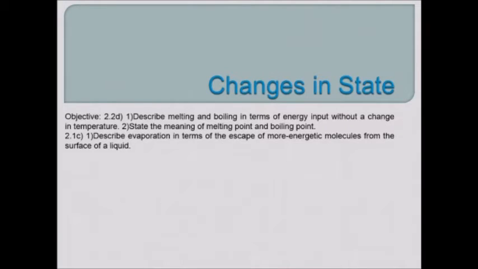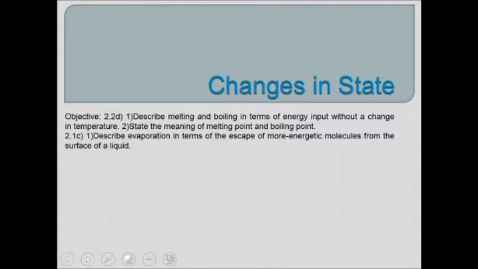So we finally arrive at changes in state. How do we change the fact that solids have a fixed volume and a fixed orientation? Liquids have a fixed volume, but they kind of slosh around in their container. And gases, they move wherever they want to, expanding to fill their container. How do we change between the three of them? By changing the amount of kinetic energy that those molecules have to break their electrostatic forces of attraction.